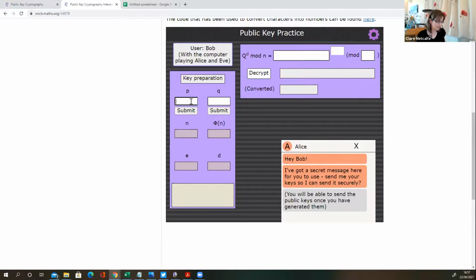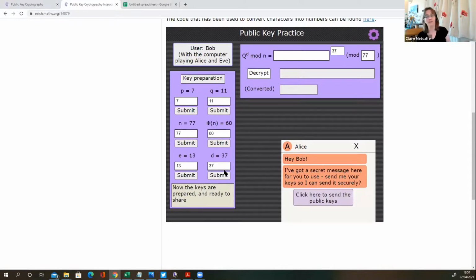I don't know if we've time to very quickly do this. I know some numbers that work. 7 and 11. N is 77. Phi of N is 60. Did 13 work? Yes. There you go. I could remember some numbers that work.